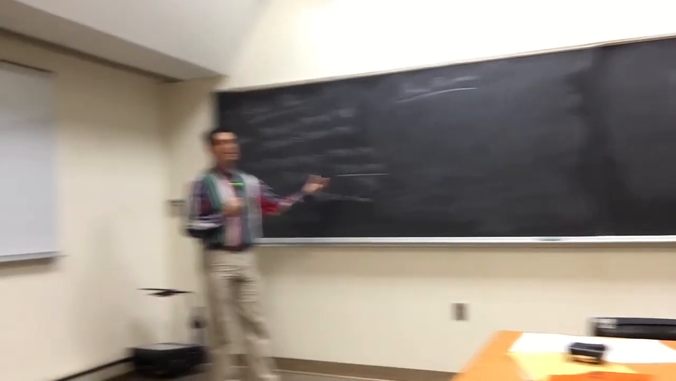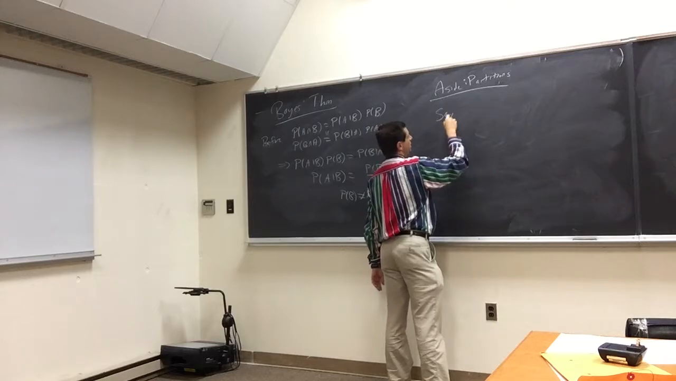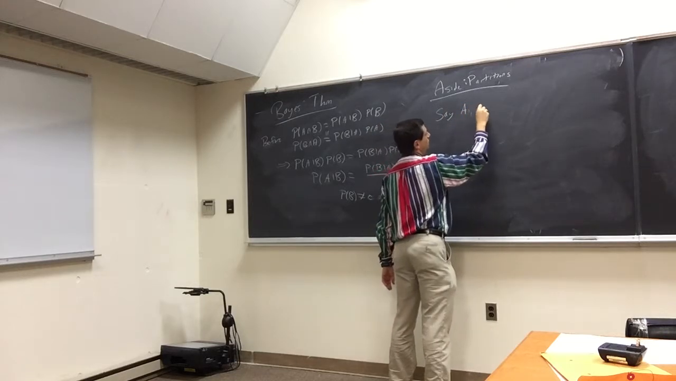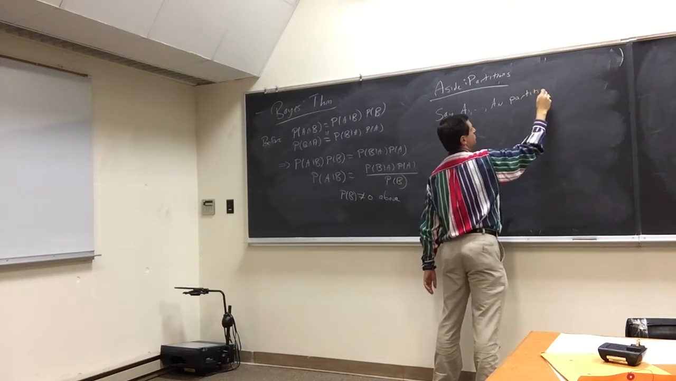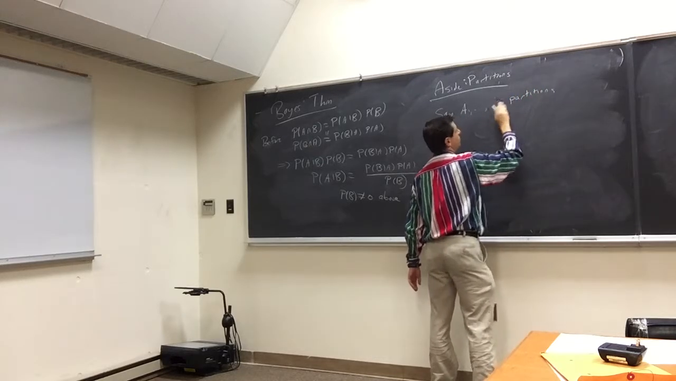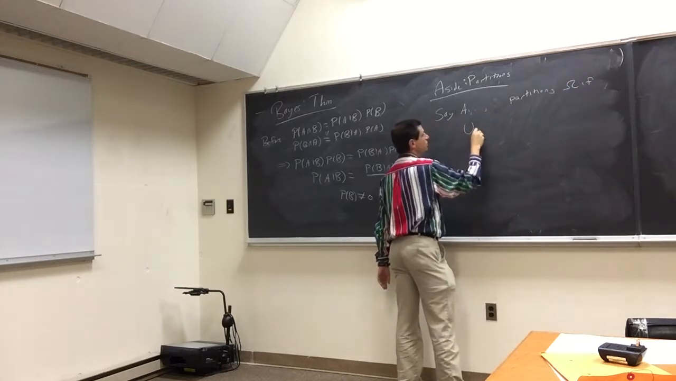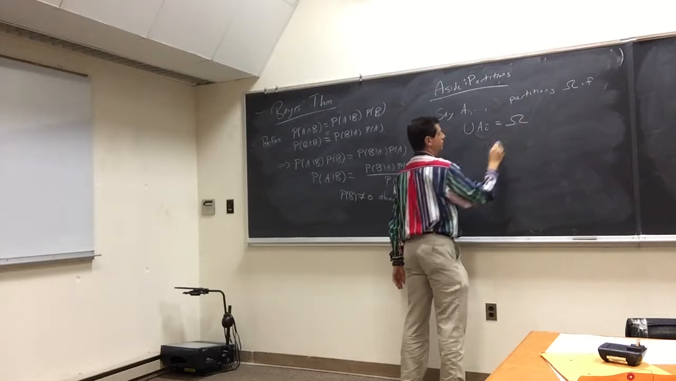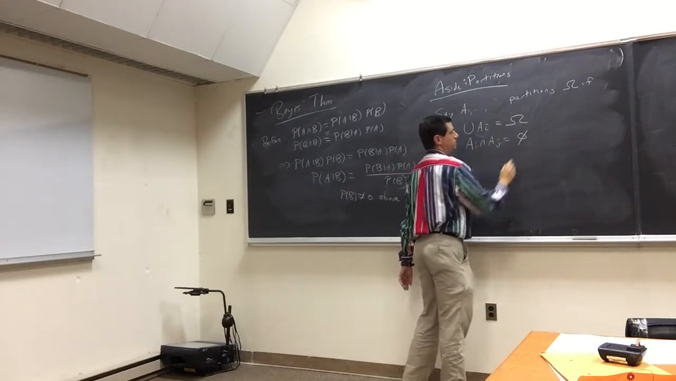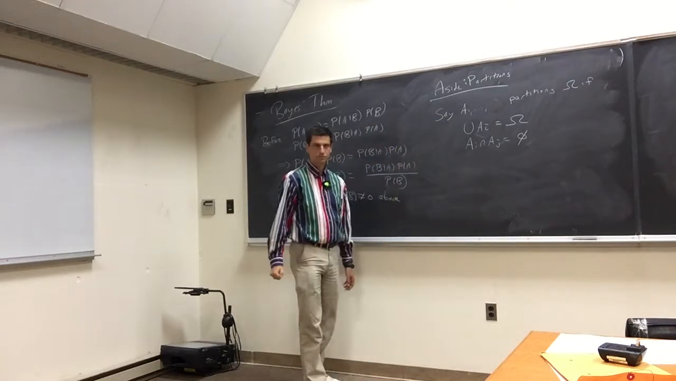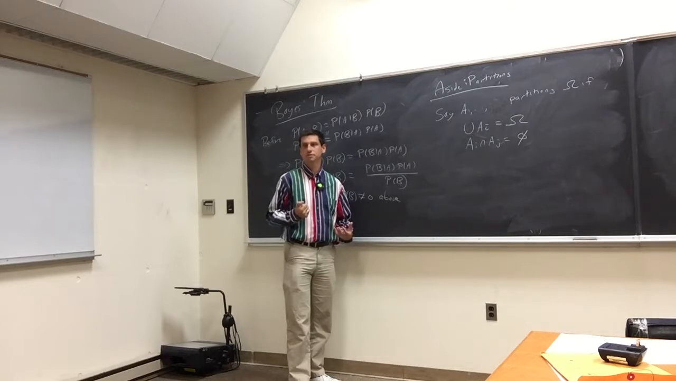So it's very nice if the partitions are disjoint. So we say A1, ..., AN partition omega if the union of the AIs equals omega, and AI intersect AJ is the empty set. So think of it as we're breaking our space up into disjoint subsets.